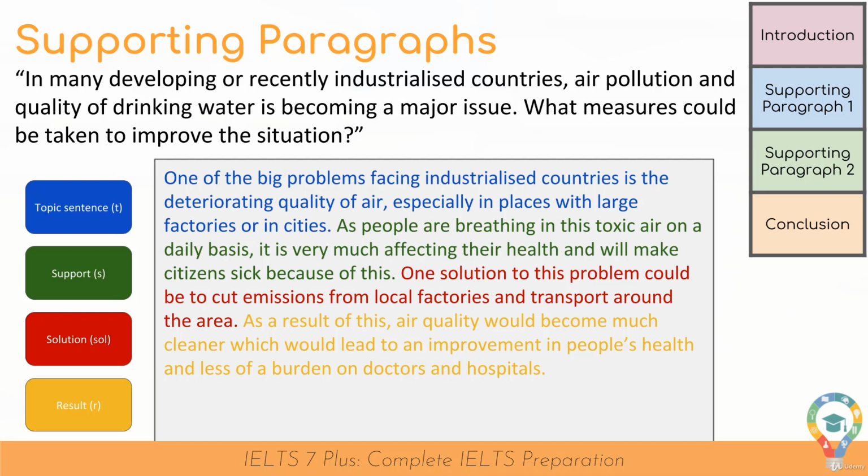The supporting sentence gives extra information about the problem that we'll be exploring in this paragraph. Now here is the difference. In the solution sentence, we give a possible way that we could fix this problem. In my example, I suggest cutting down emissions from factories and cars. After the solution sentence comes a result, where we discuss the impact of the suggested changes made. So these two structures that I've just shown you will give you lots of support when it comes to writing supporting paragraphs. Do remember to always begin with a topic sentence.